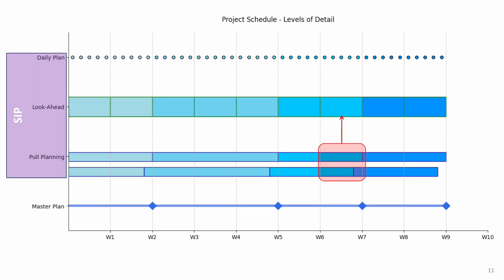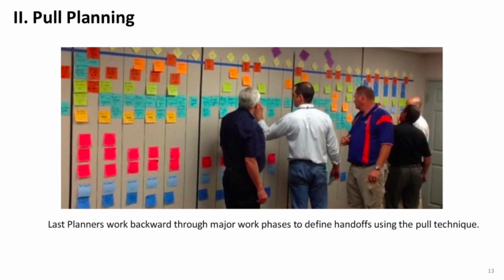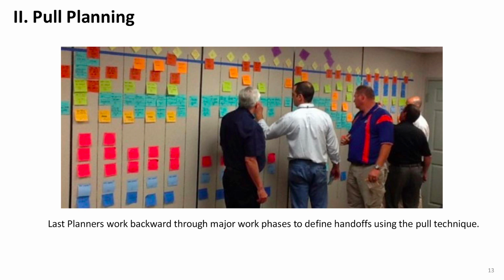Once the pull schedule is in place, we take a specific snapshot of it to develop a more actionable plan for the upcoming week or two. This happens during the weekly meeting. Finally, daily meetings are used to create a daily plan for each crew by taking a one-day window of the look-ahead schedule. All right, now let's get into the details of each SIP technique.